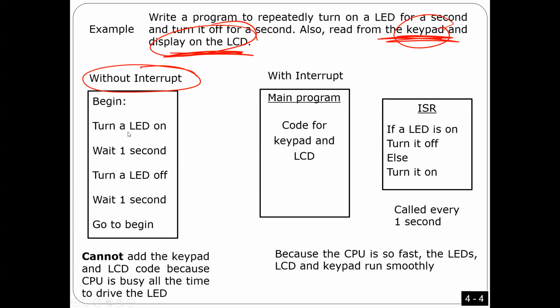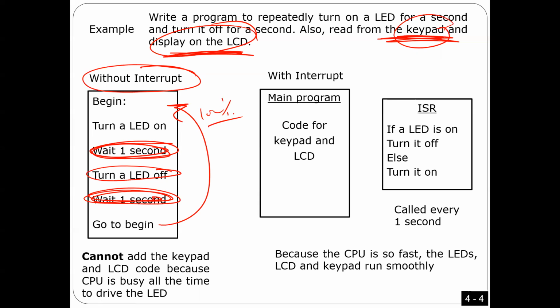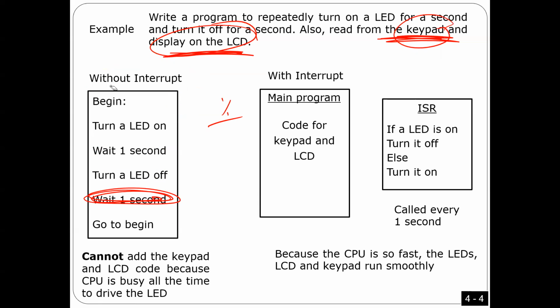Because I have to turn an LED on, then the CPU has to count for 1 second. Then I have to turn it off, and now the CPU has to count for 1 second, keep looping. I don't have any time remaining to do the LCD and the keypad. The CPU is busy 100% of the time just doing flashing. That's why I can't do anything else. That's why without interrupts. However, if I make it with interrupts, look here, guys.